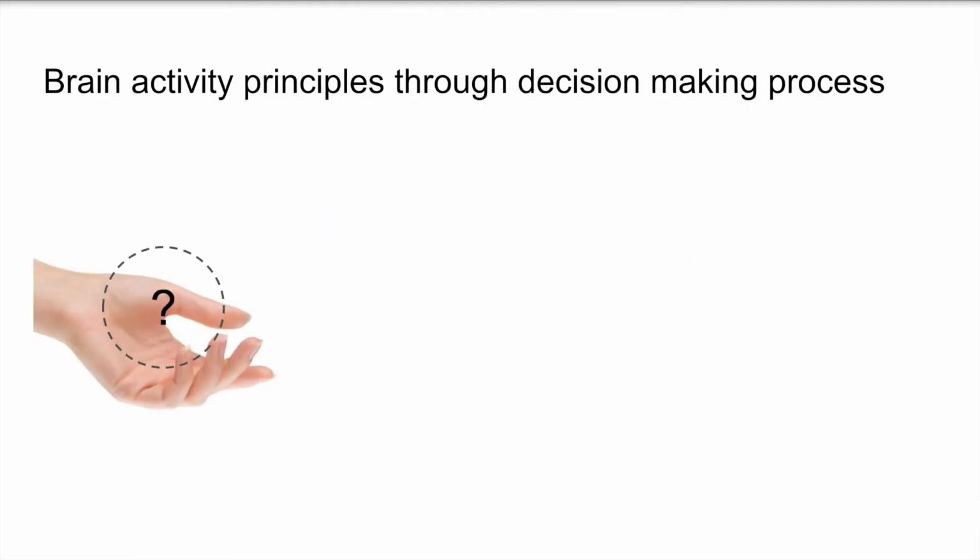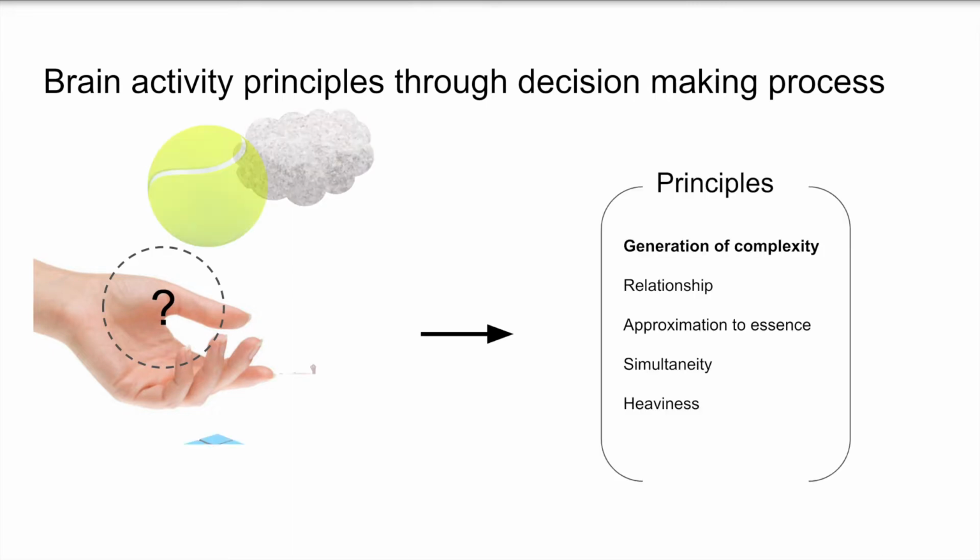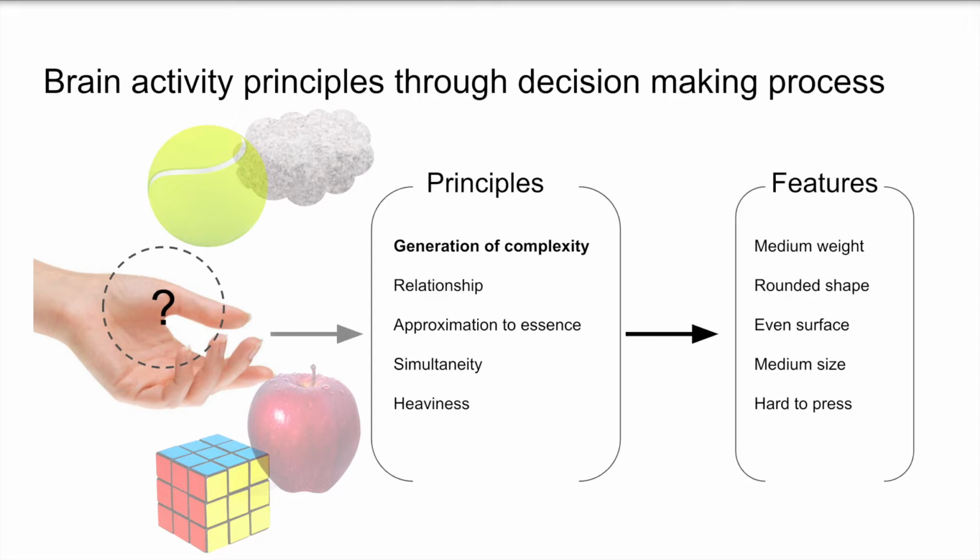First, let's imagine we closed our eyes and we have something in our hand, and we need to guess what that is. First, we generate different theories, like it might be a toy cube, some ball, apple, stone, or something else. All of these theories are being augmented by different properties, like each hypothetical object is attributed with the properties that it has, like the weight, hardness, size, surface, and shape.